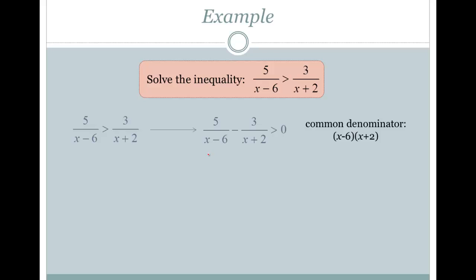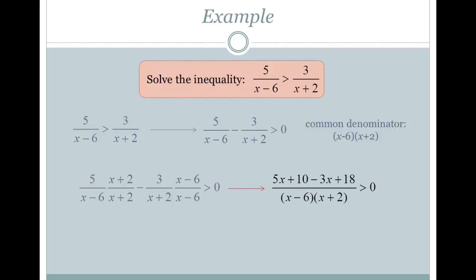And you should see that the common denominator here is x minus 6 and x times x plus 2. So if I do a little bit of math here, I multiply the first term by x plus 2 over x plus 2, and the second by x minus 6 over x minus 6. I'm not changing the value here. That simplifies down to 5x plus 10 minus 3x plus 18, all over x minus 6 times x plus 2. All right, and let's do one more step of simplifying right here.